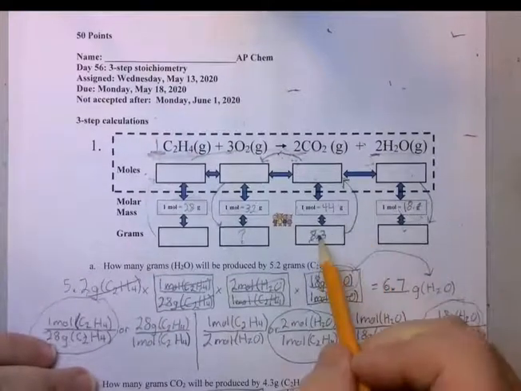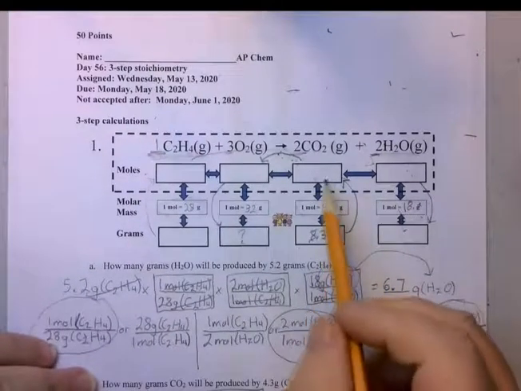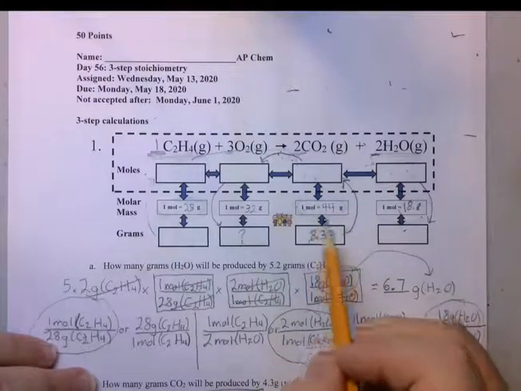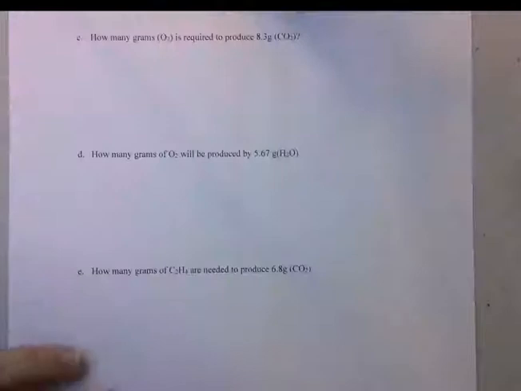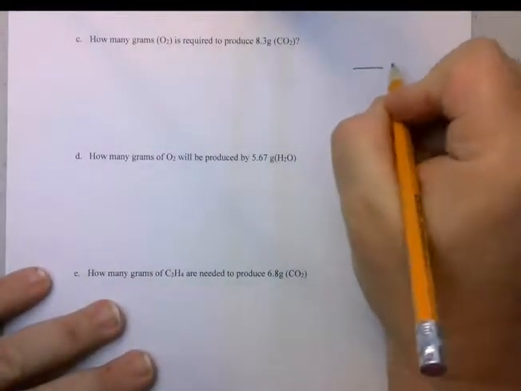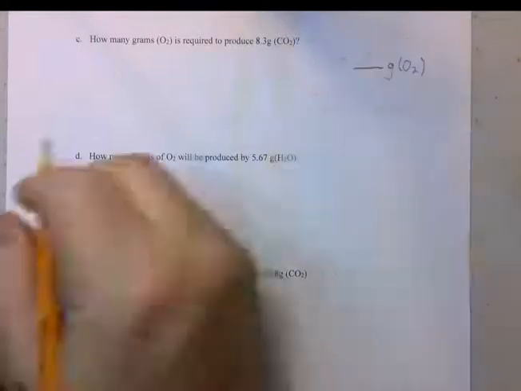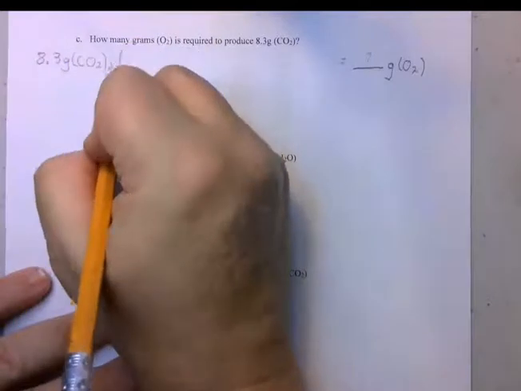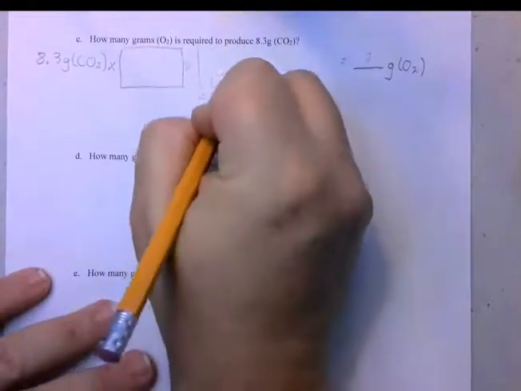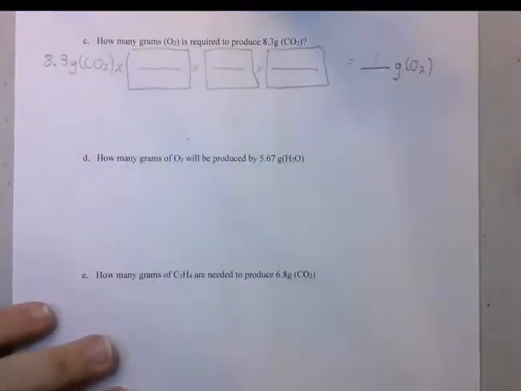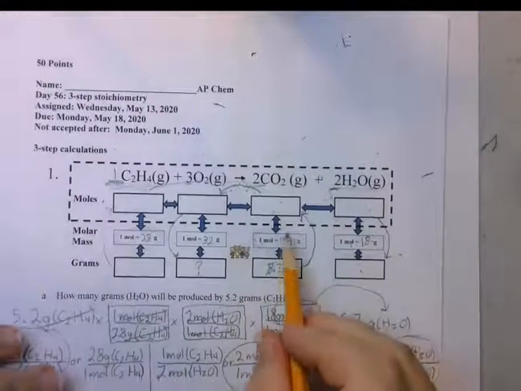So the first one is going to be grams of CO2 to moles of CO2 using the molar mass of 1 mole for every 44 grams. So let's go ahead and write that out. Let's start by writing out the equation. Okay, and the first molar mass is the CO2 to moles of CO2 using the molar mass.